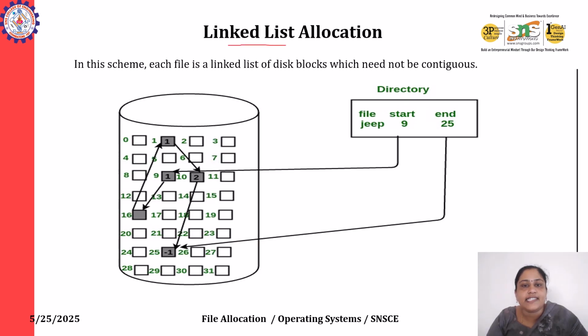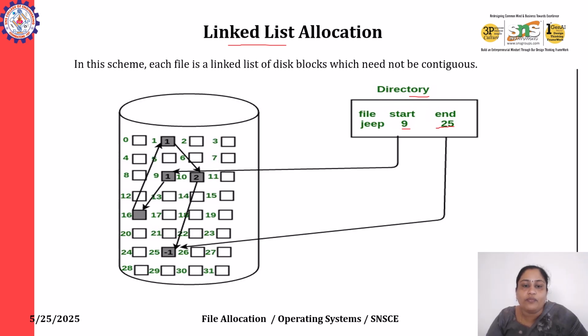Now let's see the second type of allocation, called linked list allocation. In this scheme, each file is a linked list of blocks which need not be contiguous. That is, the disk blocks can be scattered anywhere. When you look at this diagram, let's first see the directory structure. Let us take an example file called Z. The starting address of the file is 9 and the end of the file is denoted as 25.